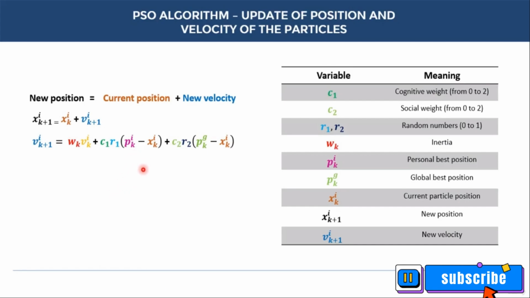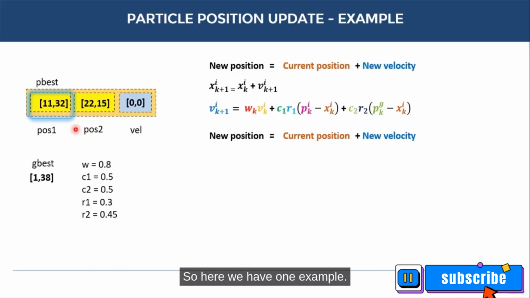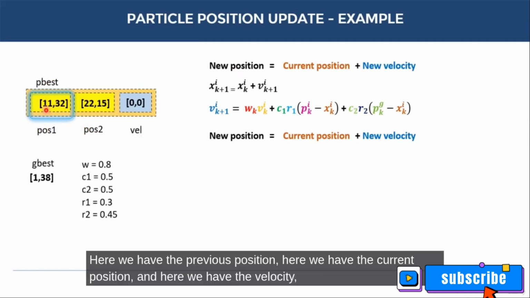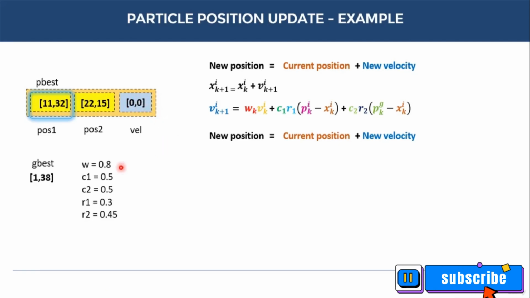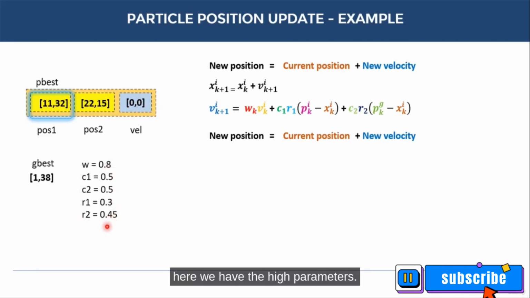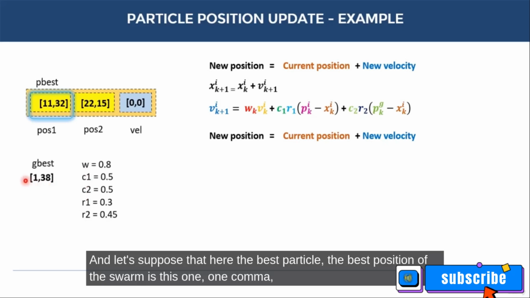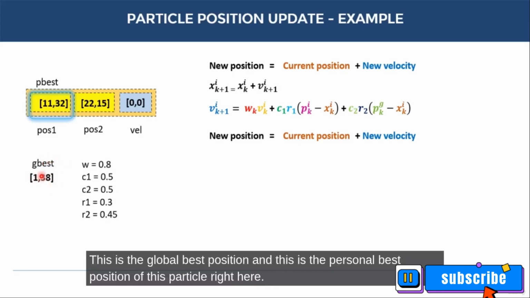So here we have one example. So this is a particle. Here we have the previous position, here we have the current position, and here we have the velocity. Here we have the hyperparameters. And let's suppose that the best position of the swarm is this one, 1,38. This is the global best position. And this is the personal best position of this particle right here.